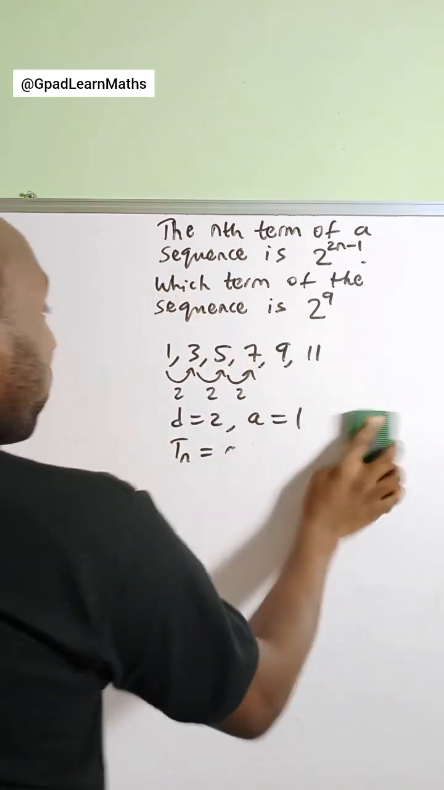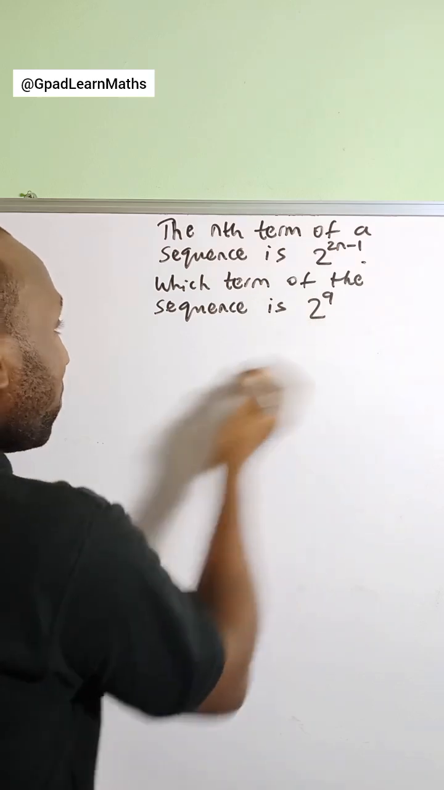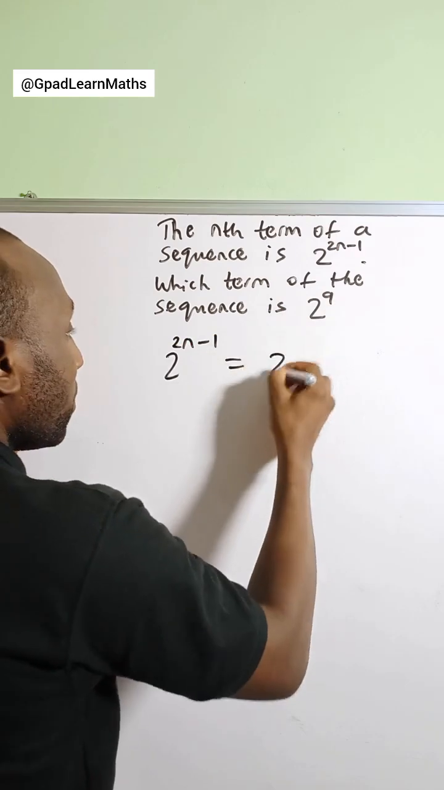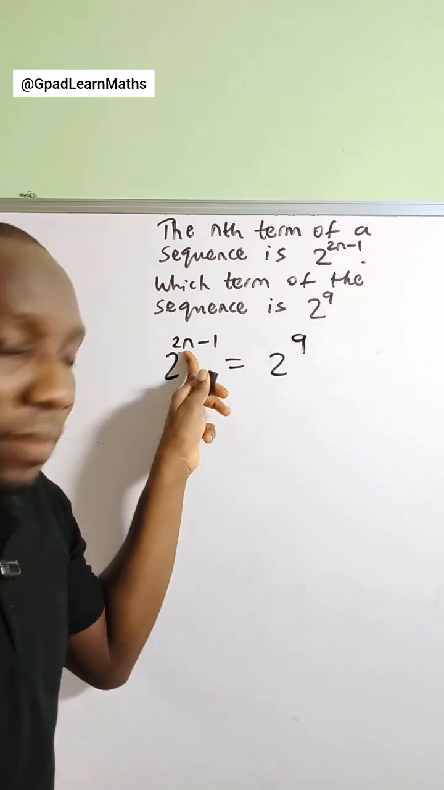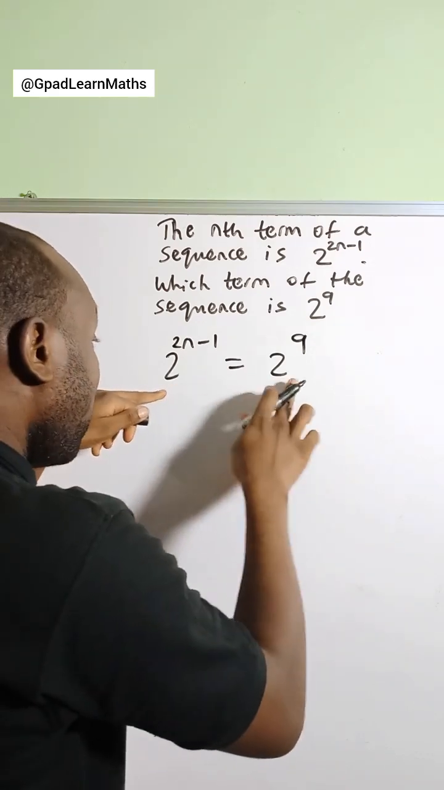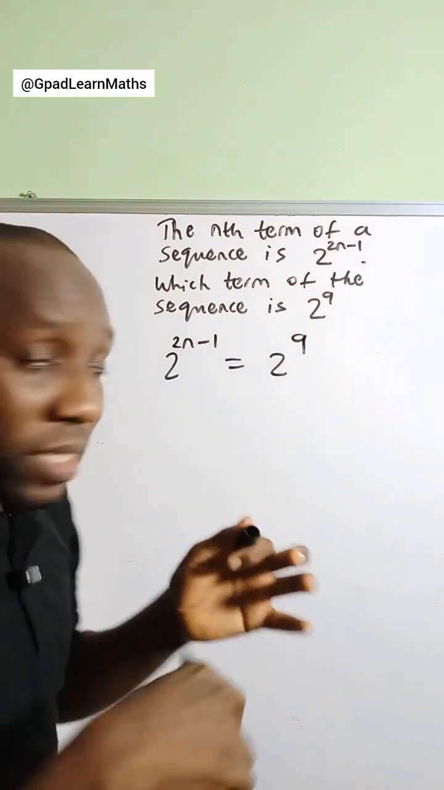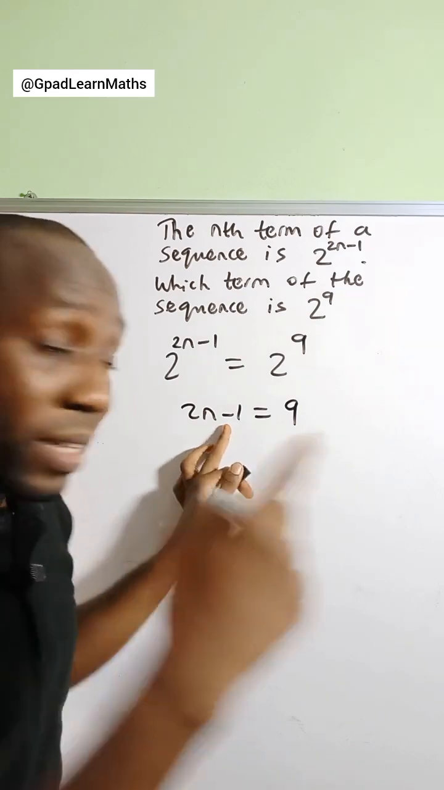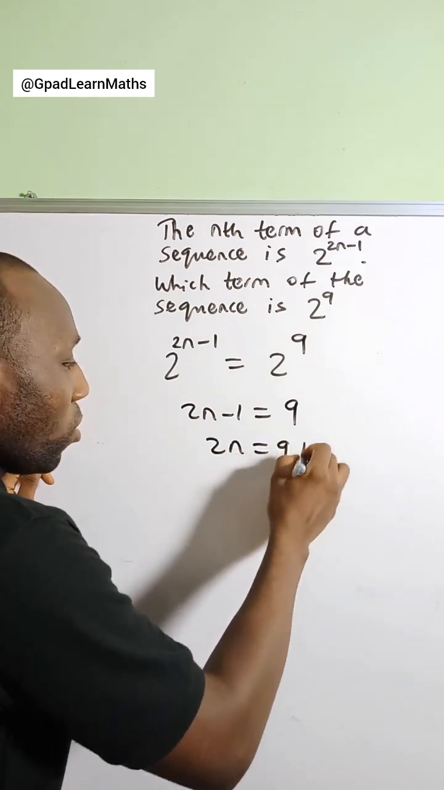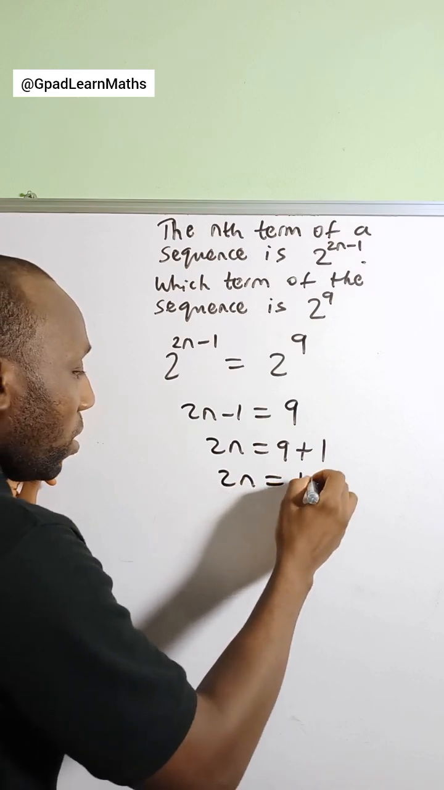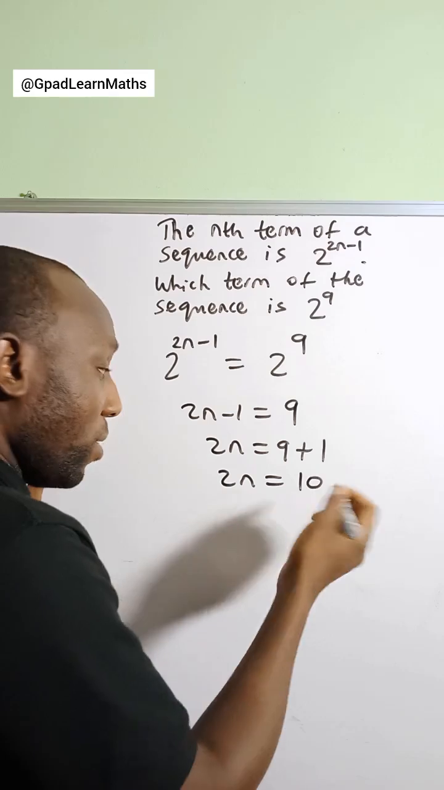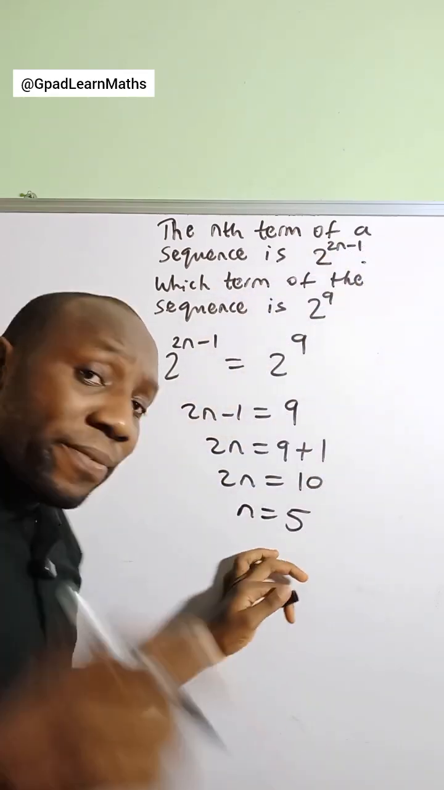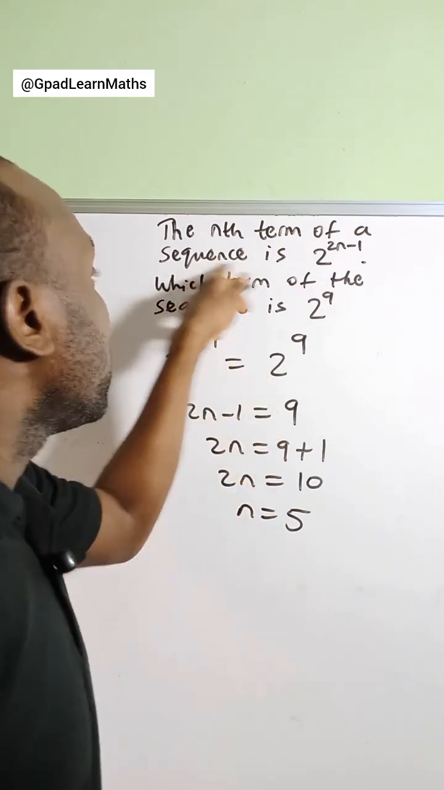Now, like I said before, take the nth term and equate it to the actual term. We need to get the value of n. They have a common base, the same base, so we equate the exponents, one of the laws of indices. So that's 2n minus 1 is equal to 9. Transpose negative 1 to the right-hand side. We're going to have 9 plus 1, and 2n is equal to 10. Divide both sides by 2. n is equal to 5. So this term, 2 raised to the power 9, occupies the 5th position in this sequence.